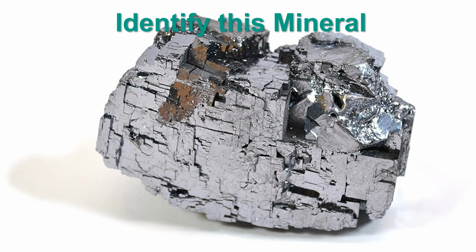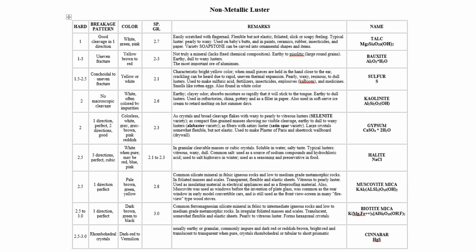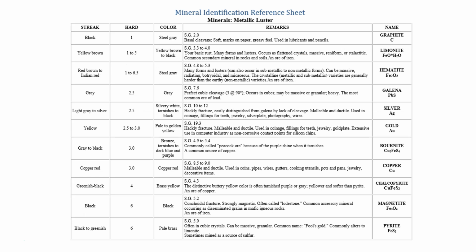And if you said metallic luster, you are correct. So you would be using the metallic luster portion of your key, which is the first page. Okay, so it's only limited to these minerals, and that's because the second page begins your non-metallic lusters. So you have automatically narrowed it down now to just your metallic minerals. So now you know that this mineral that we're trying to identify is one of those minerals.